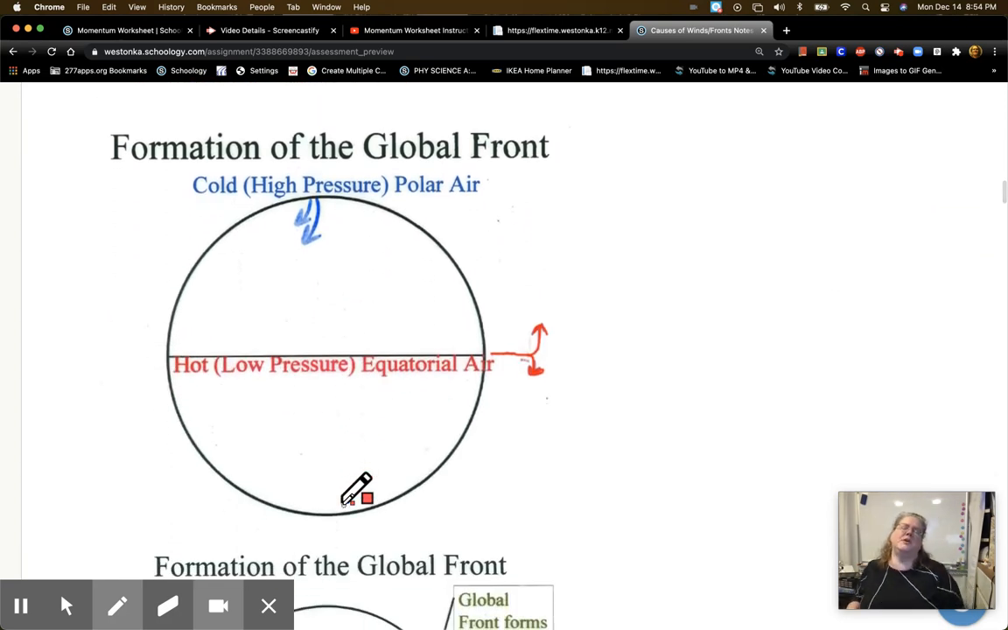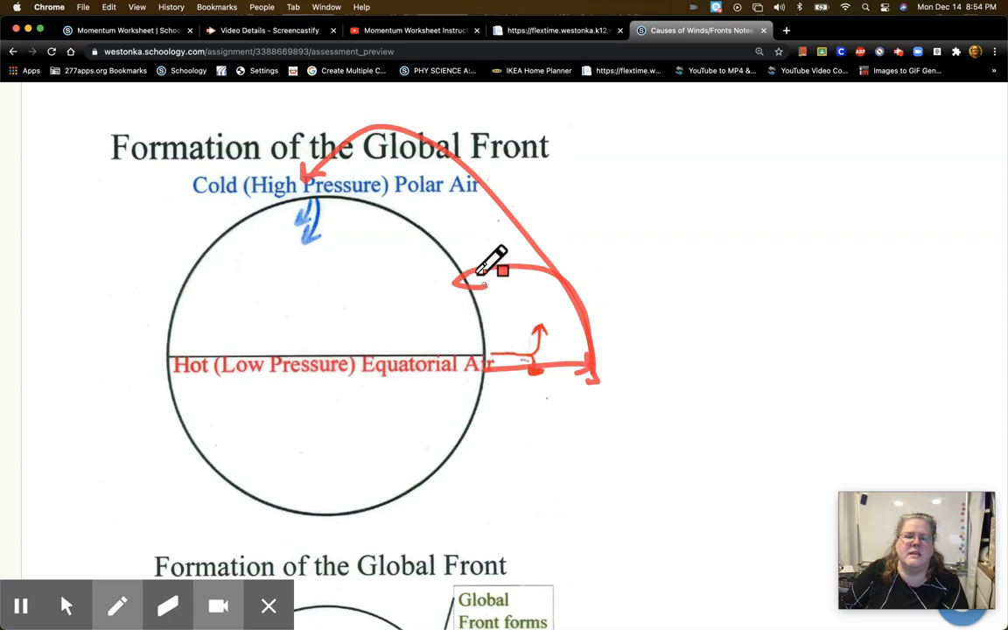Okay, that brings us into our global fronts. And this gets into those Hadley cells where, remember, everything doesn't go just from the equator and flow down here. It actually goes and hits there. This flows down, this flows up, they meet, and we have rising air. So we have those three cells, right?